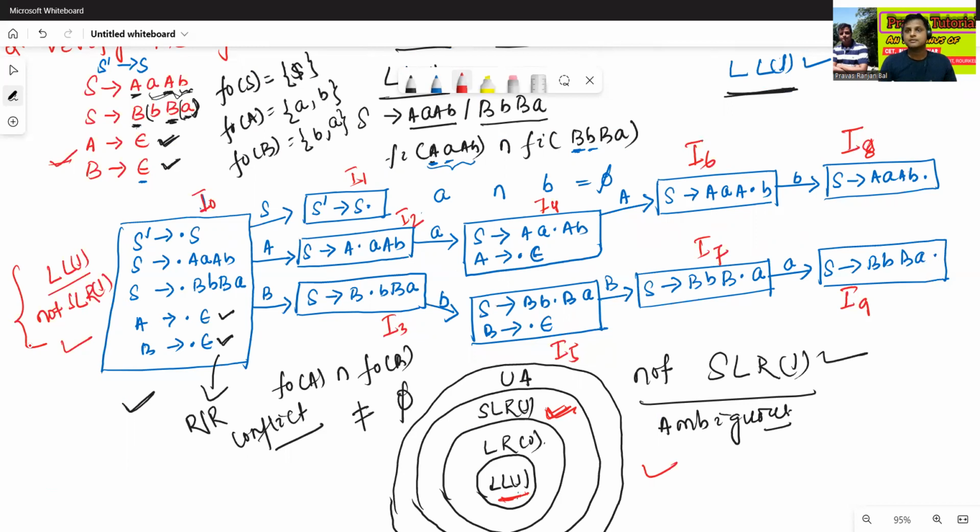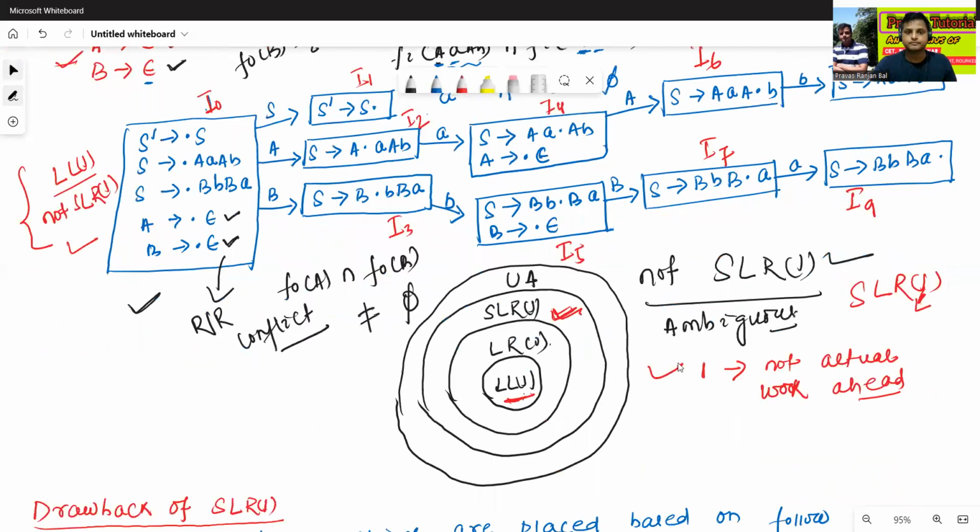Why does it happen? Because in SLR1, this one is not the actual look ahead. So that's why it happens. Because in SLR1, we just place the reduced action based on the follow set calculations. But follow set calculations is not actual look ahead. That's why it happens. Okay.